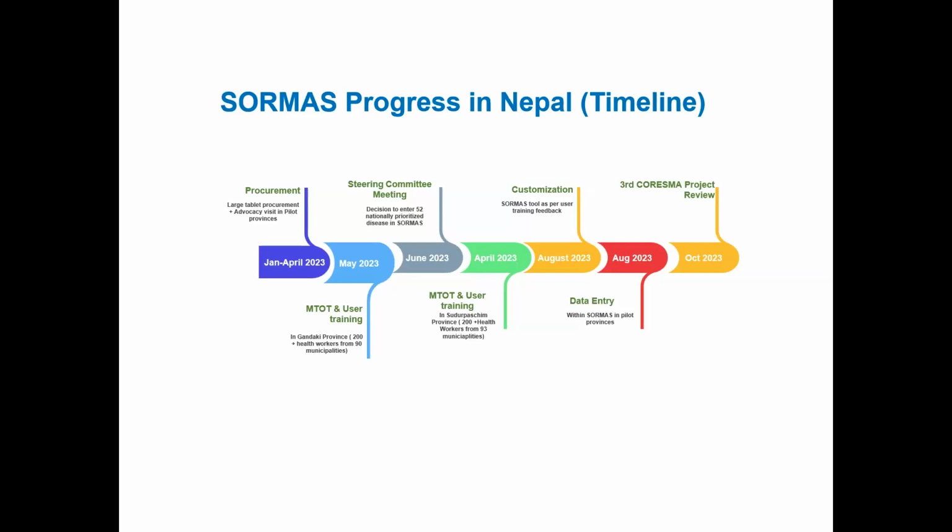And in June 2023, we had the next training in Sudur Paschim province, and we also trained 200 plus health workers from 93 municipalities, all the municipalities in that province. And now the data have been entering in the SORMAS. Until now, more than 22,000 data entries have been made in the SORMAS system, and we are analyzing them. And we have also been registering public health important events, like the one we had last time, and other public health important events in the SORMAS tool.